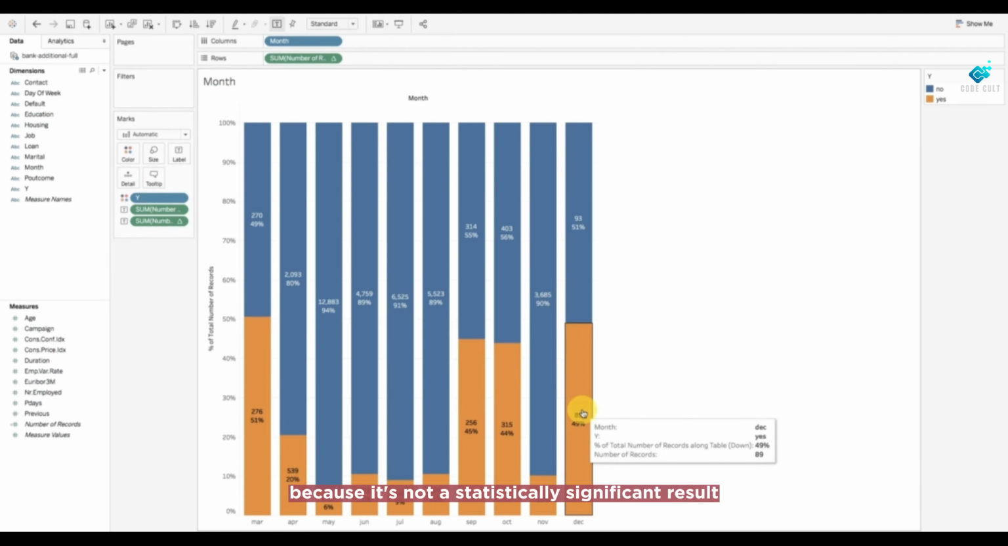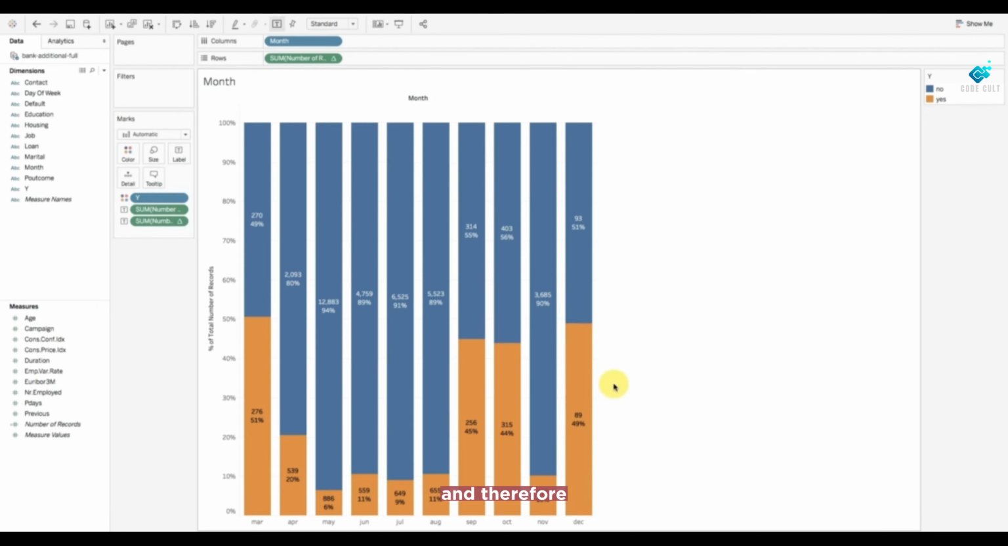It could be a random effect because it's most likely not a statistically significant result, and therefore we're not going to look at it. And again, this illustrates the importance of statistics, or just a basic understanding of statistics, in data science. And this actually gives us a clue as to why January, February might not be available either.